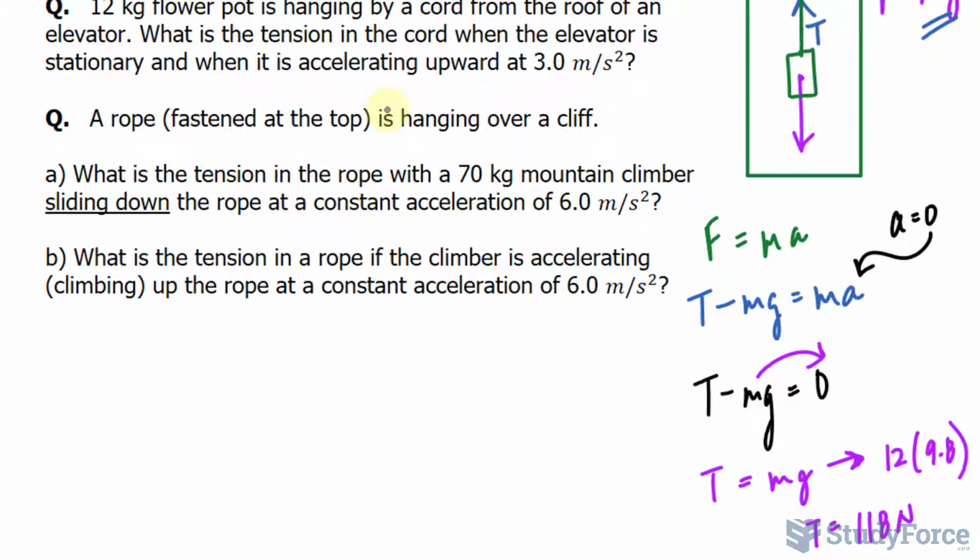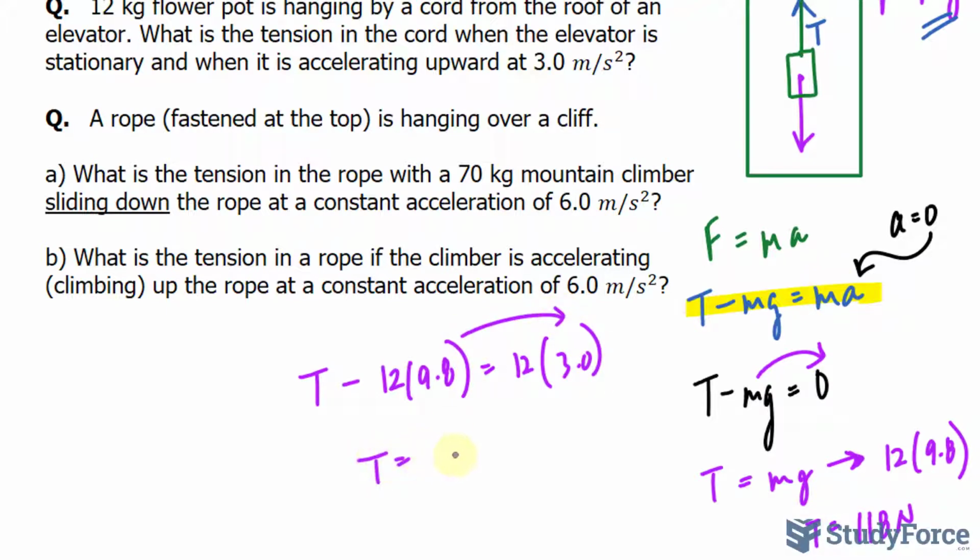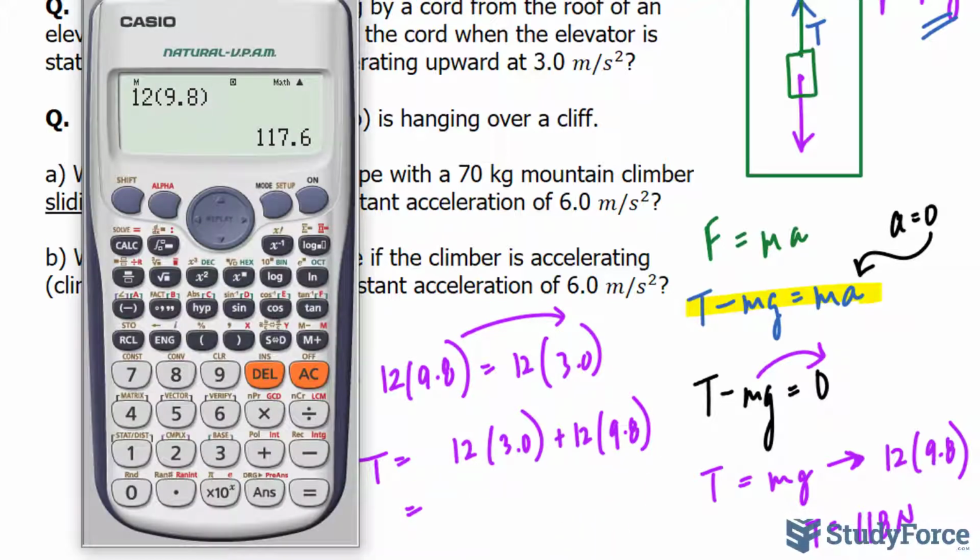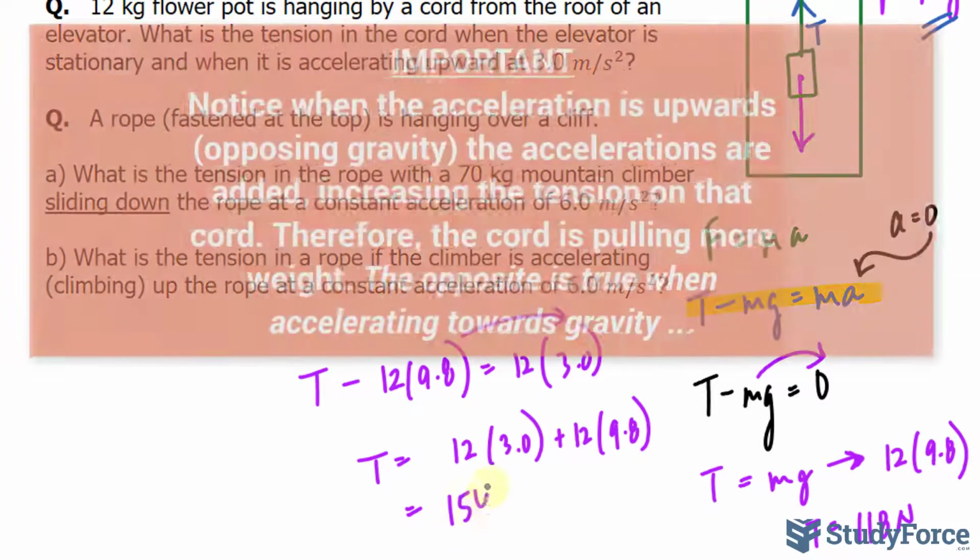Now let's try to find the tension when the elevator is accelerating upwards at 3.0 meters per second squared. We'll use this relationship again. Remember, T is what we're looking for. So T minus 12 times 9.8 is equal to a mass of 12, and the acceleration is 3.0. Rearranging, we have T is equal to 12 times 3.0 plus 12 times 9.8. Let's use our calculator. So we'll add 36 to that because 12 times 3 is 36. And we get around 154 newtons.